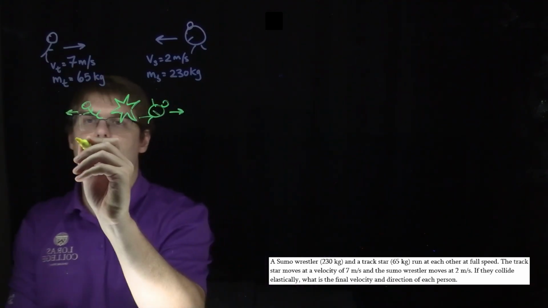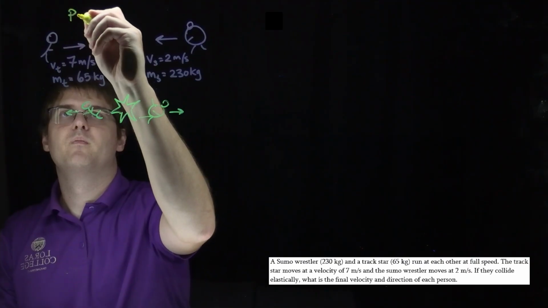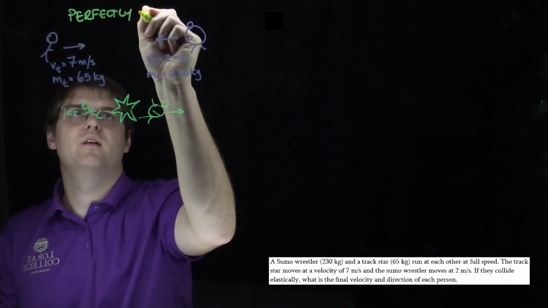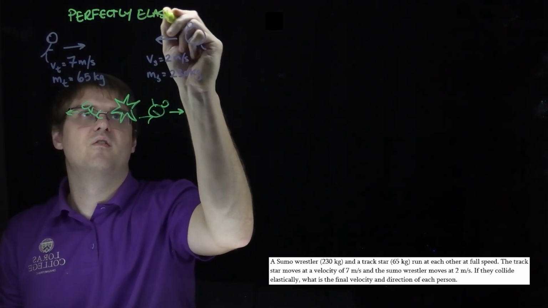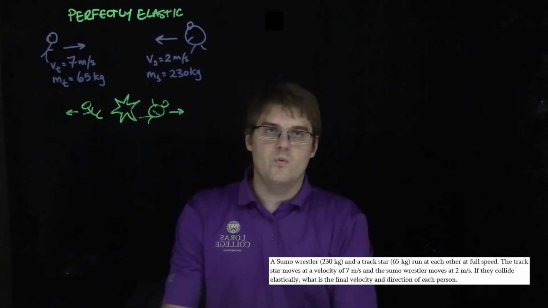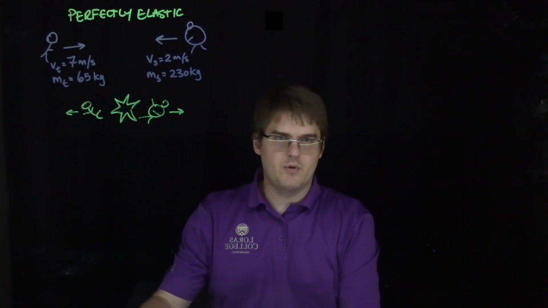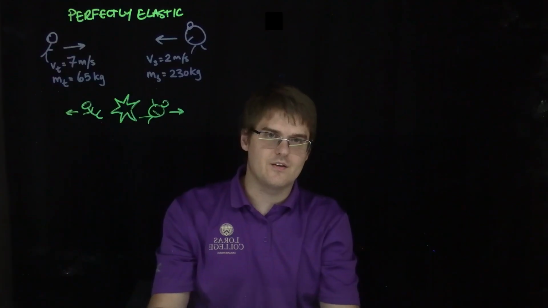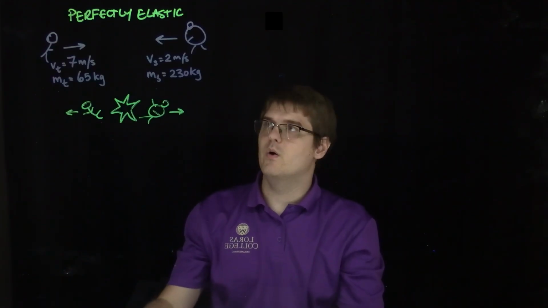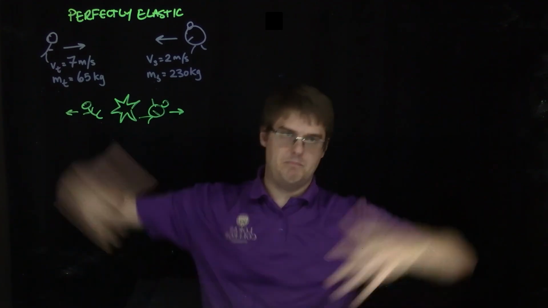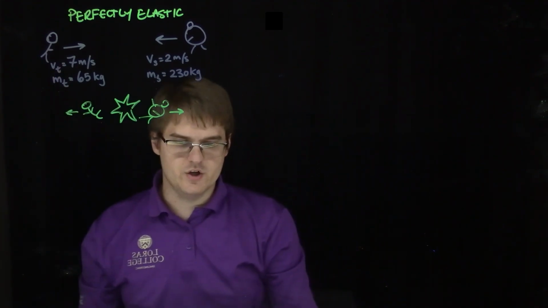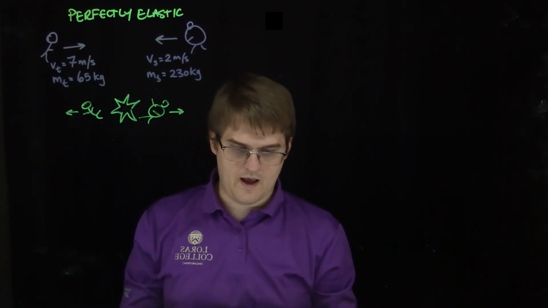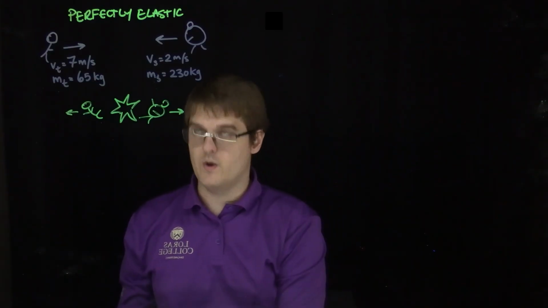So we have a perfectly elastic collision, and I'm telling you this is perfectly elastic. We have solved problems where maybe the sumo wrestler hugs the guy and tackles him, a perfectly inelastic collision where there's conservation of momentum, but we don't have conservation of energy. In this case, they just bounce off of each other. There's no energy lost between them.